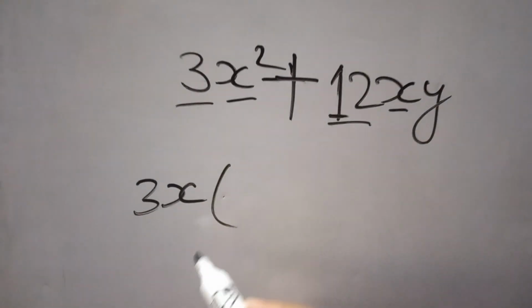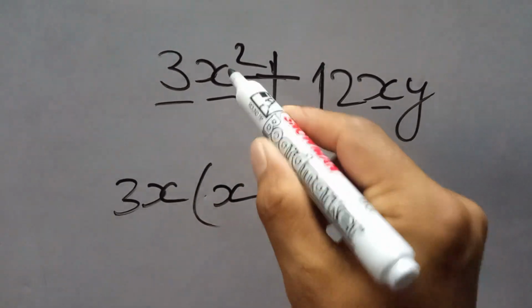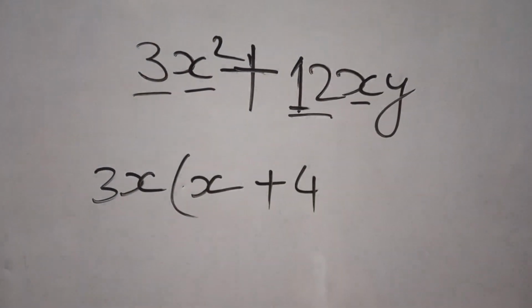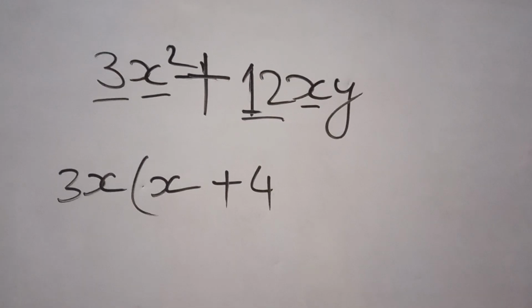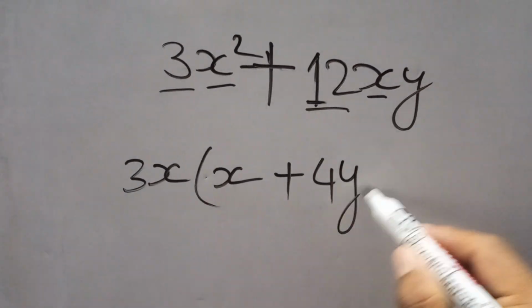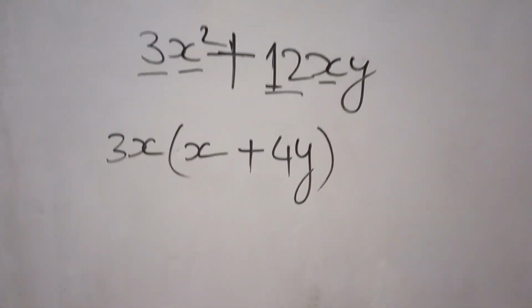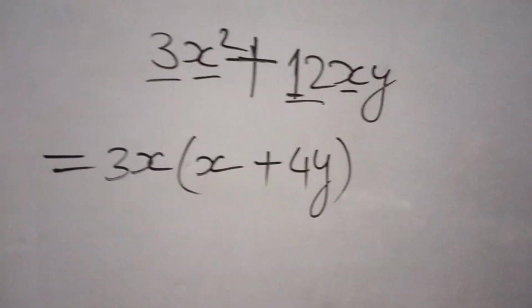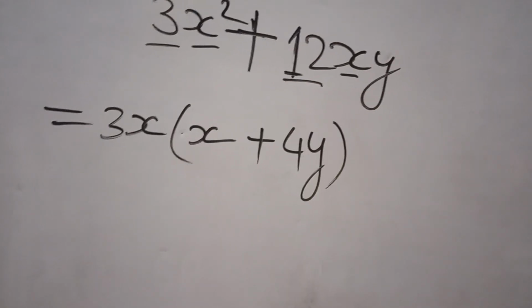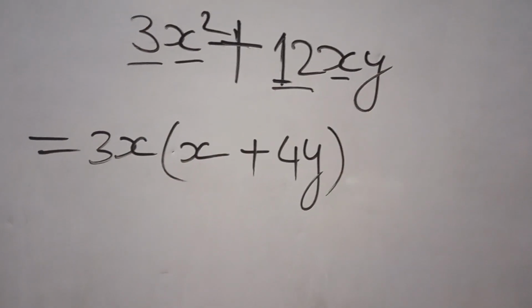When you take out 3x, you are left with x in the first term plus 3 times 4 is 12. x is already taken out as common, so you don't need to write x again. So y is left. This is done, this much only. So if there are any common factors, we have to take out common factors.